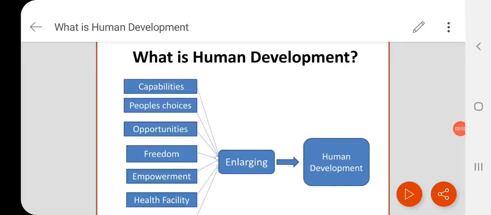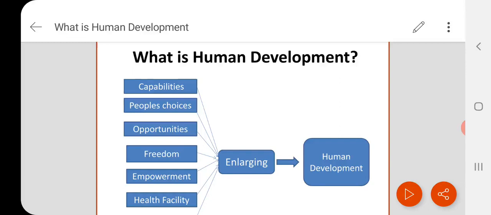Hello students, today we will discuss the topic human development. It is the third chapter of your book named India, People and Economy. So first of all, we have to know what the concept of human development is.